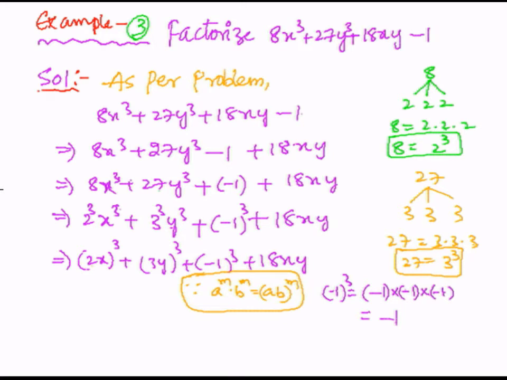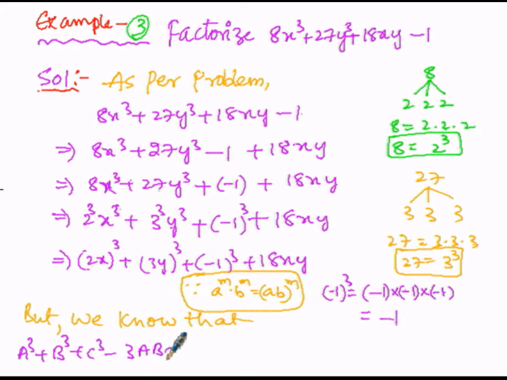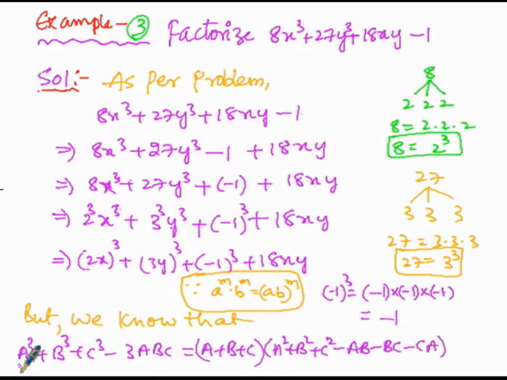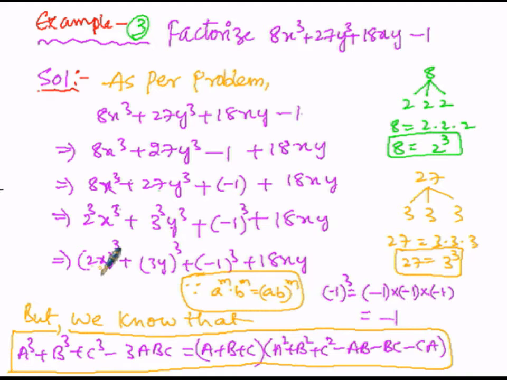Here I want to write that identity, or special product. We know that a cube plus b cube plus c cube minus 3abc is equal to a plus b plus c into a square plus b square plus c square minus ab minus bc minus ca. These are the two factors of the polynomial a cube plus b cube plus c cube minus 3abc. As per this special product, I want to factorize 2x whole cube plus 3y whole cube plus minus 1 whole cube plus 18xy.